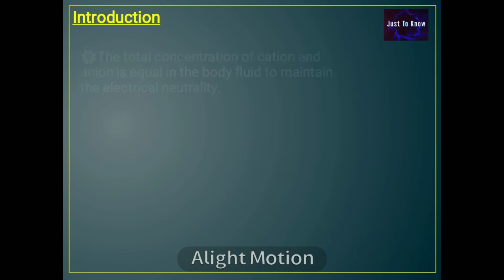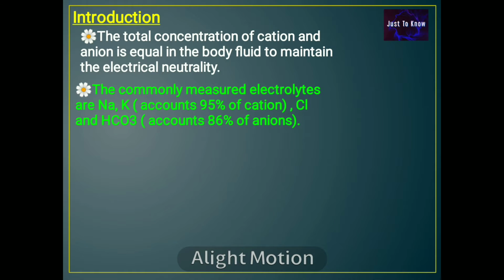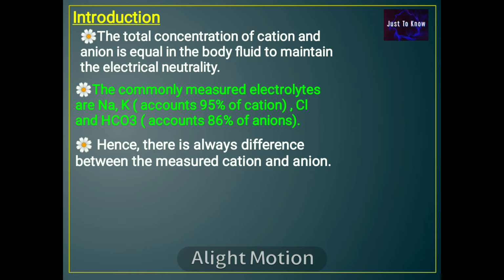Introduction. The total concentration of cation and anion is equal in the body fluid to maintain the electrical neutrality. The commonly measured electrolytes are sodium and potassium, which account for 95% of the cation, and chloride and bicarbonate, which account for 86% of the anion. Hence, there is always a difference between the measured cation and anion.